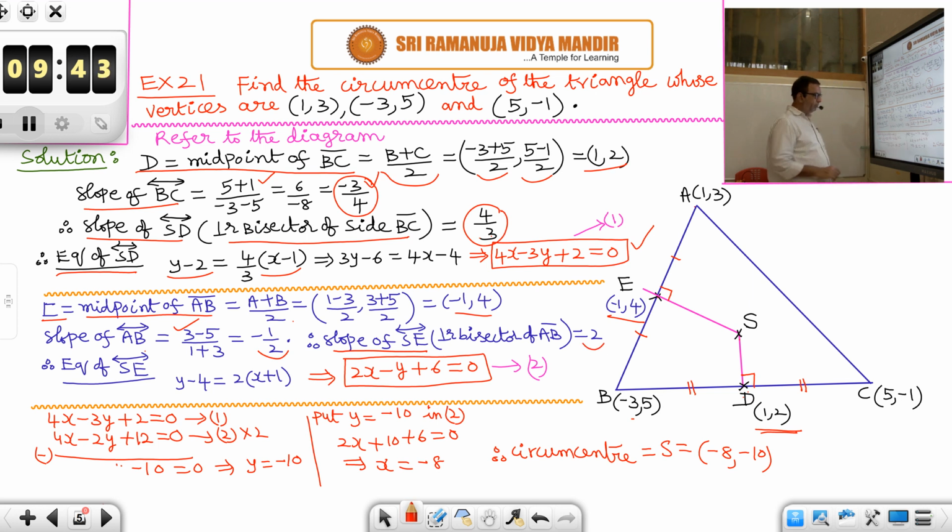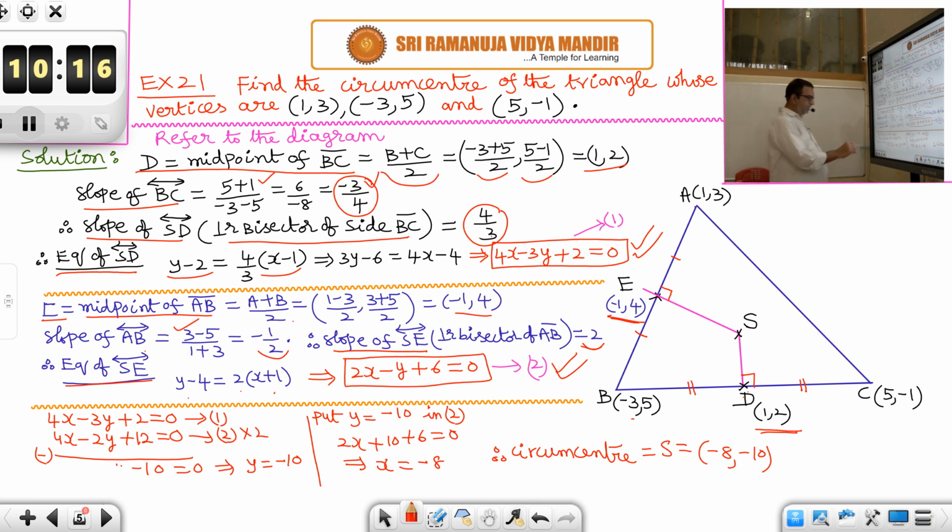Then, to find the equation of SE, we have to use point slope form. The point is (minus 1, 4) and the slope is 2. So y minus 4 is equal to 2 into (x plus 1). So 2x minus y plus 6 equal to 0 is the equation of the perpendicular bisector SE. Then we have to solve equations 1 and 2, this is 1 and this is 2, to get the circumcenter.